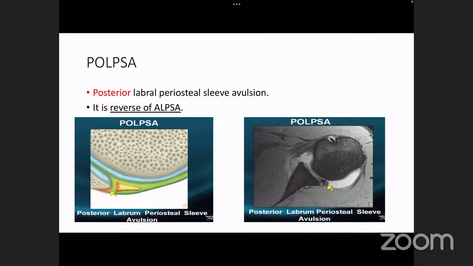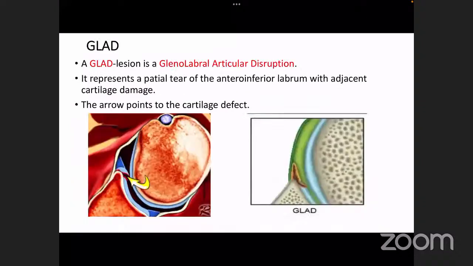The PLPSA is the posterior labral periosteal sleeve avulsion. It's like ALPSA, but it's the reverse ALPSA, the posterior labral periosteal sleeve avulsion. The GLAD is the glenolabral articular disruption, and it represents a partial tear in the anterior inferior labrum with adjacent cartilage damage. The arrow shows you here the cartilage defect. And I told you before, these should be addressed surgically.